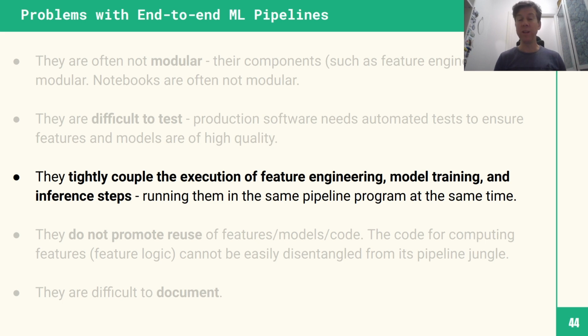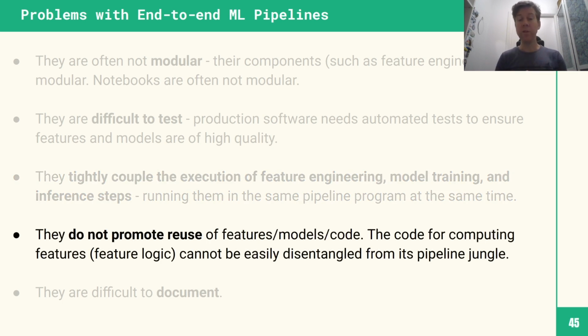We don't even need to retrain the model every week because people's music tastes are quite consistent across a few weeks. Maybe they change every season, so we'll retrain it every season. But when we have a giant monolithic end-to-end pipeline, we've tightly coupled all of these different steps. They're going to run in the same program at the same time.